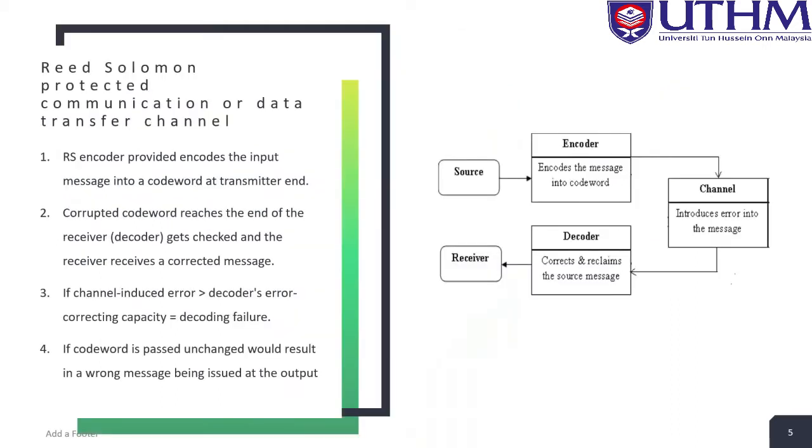Reed-Solomon protected communication over a data transfer channel: at the transmitter end, the RS encoder encodes the input message into a codeword and transmits it through the channel. Noise and other channel disturbance can interrupt the codeword and corrupt it. The corrupted codeword reaches the receiver end, which is the decoder, where it gets checked and the receiver receives the corrected message. If the channel-induced error is greater than the decoder's error correcting capacity, decoding failure can occur. If the codeword is passed on unchanged, decoding failure is said to have occurred, and decoding failure, on the other hand, would result in a wrong message being issued at the output.